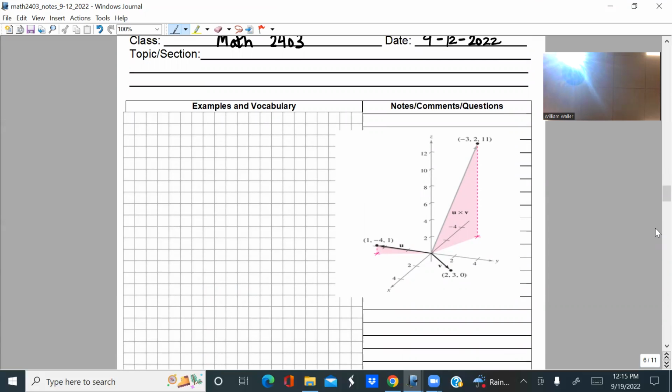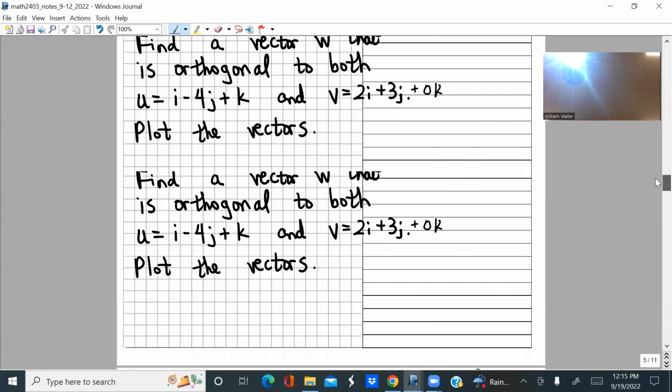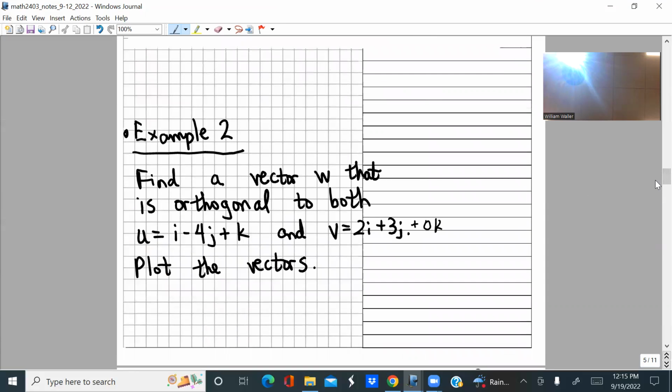All right, but I'm gonna let you try to plot this one. Plot these two, then see if you can find your cross product and see if you can plot that. So let me cover that up because I want y'all to try that. Okay.